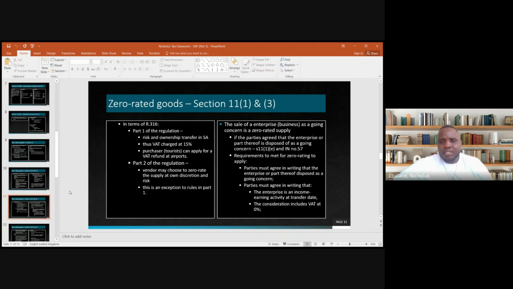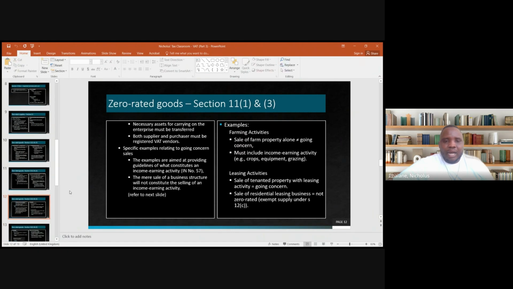So what are the requirements for zero rating to apply, right? Before you conclude that the sale of a business is zero rated, you need to firstly test the requirements. So what are these requirements? The parties must agree in writing that the enterprise or part thereof is disposed of as a going concern. The parties must agree in writing that the enterprise is an income earning activity at the date of transfer, and that the consideration includes VAT at 0%, right?